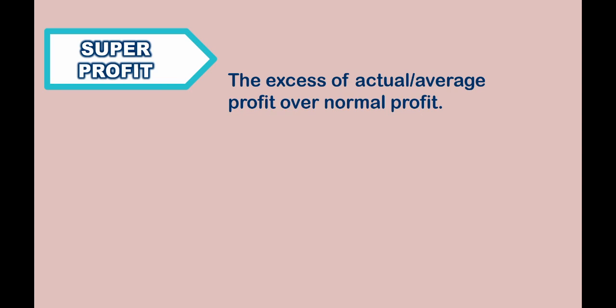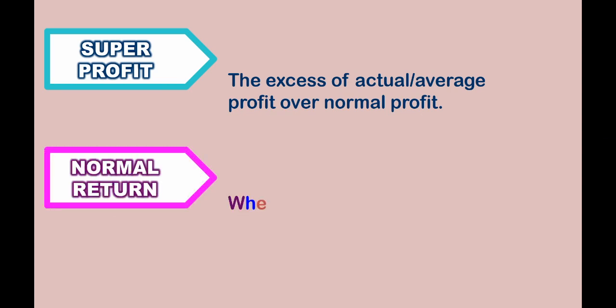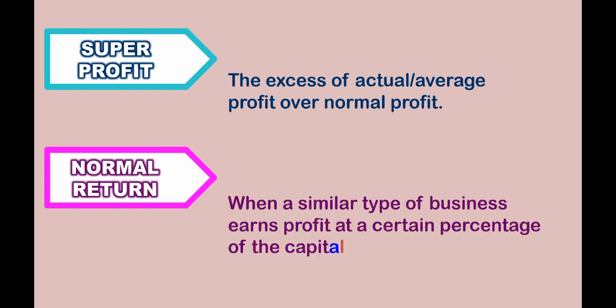So, what is normal profit? Normal profit is when a similar type of business earns profit at a certain percentage of the capital employed, which means suppose there are many shops or many firms in a market doing similar type of business. Whatever the usual firm earns is the normal rate of return, and if any firm is earning more than that normal rate, that extra amount is called super profit.